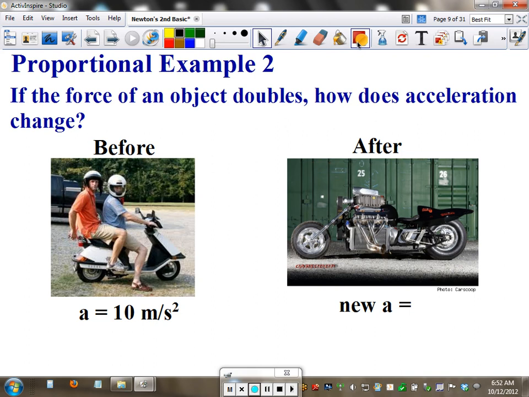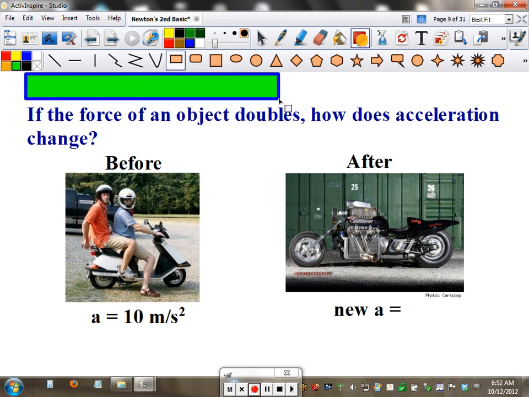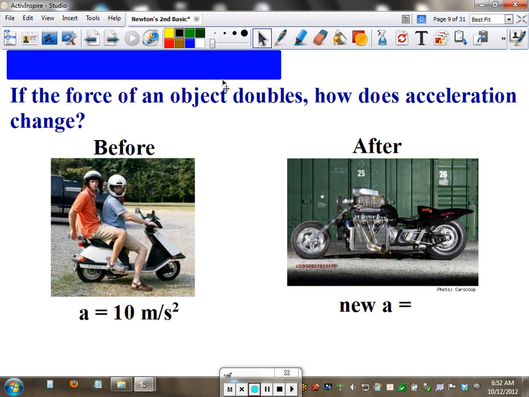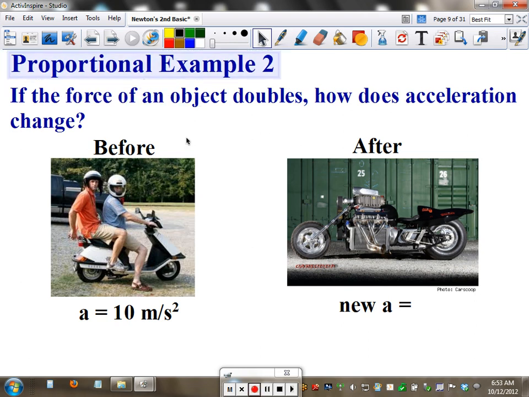Proportional example number 2. If the force on an object doubles, how does the acceleration change? This is before, tiny motorcycle, 10 meters per second squared. Gigantic engine, after, force times 2. Well, acceleration is directly related to force. So if force changes by a factor of times 2, then acceleration is times 2. This would be 20 meters per second squared.